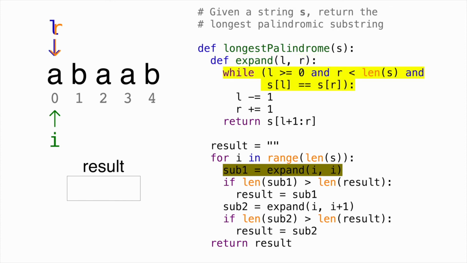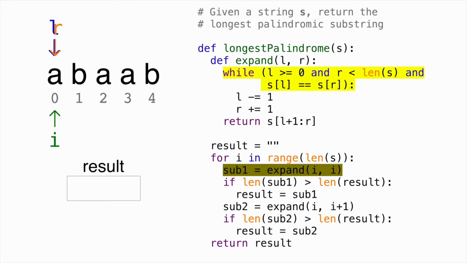Then, we'll check for three things before expanding outwards. First, we want to make sure that we haven't gone out of bounds, so we'll check that the left index isn't less than 0, and that the right index is less than the length of the string. Those are true, so now we'll check if the characters at the left and right indices are the same.